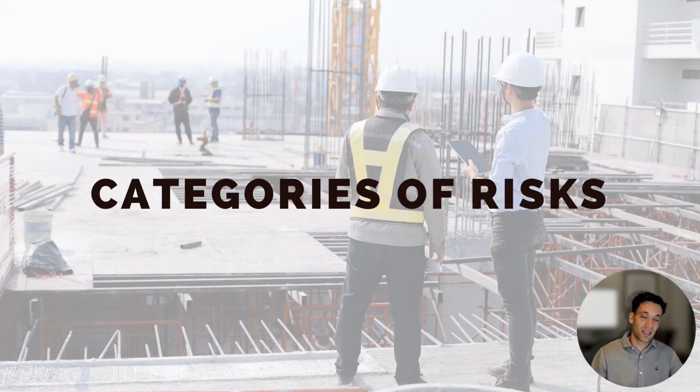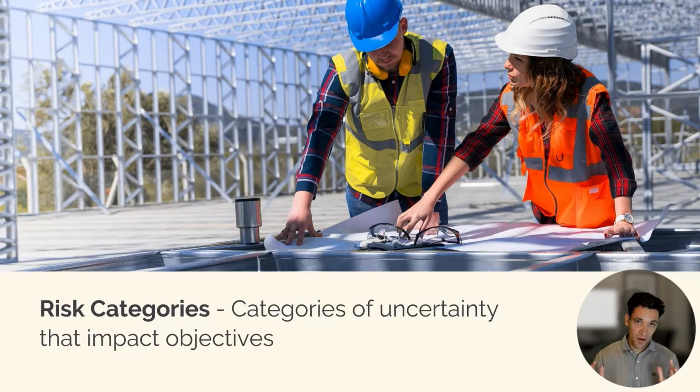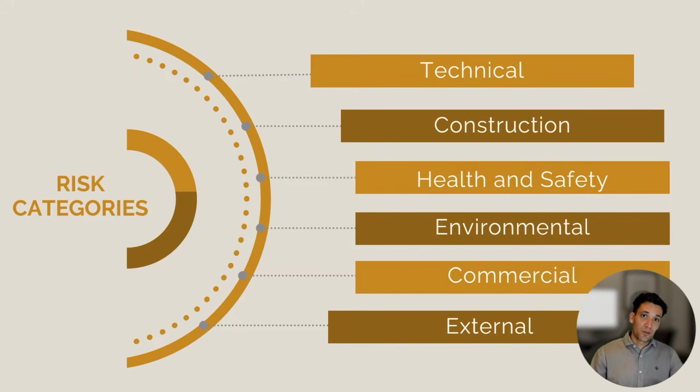Okay, so now we've established what project risk management is in the context of construction projects. Let's go on to talking about the different categories of project risks. So when we're talking about risk categories, we're talking about the categories or the groupings of uncertainty that impact objectives. On construction projects, we've got the following categories of risks. We've got technical risks, construction risks, health and safety risks, environmental risks, commercial risks, and external risks.